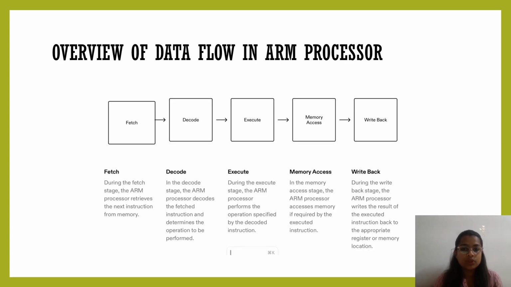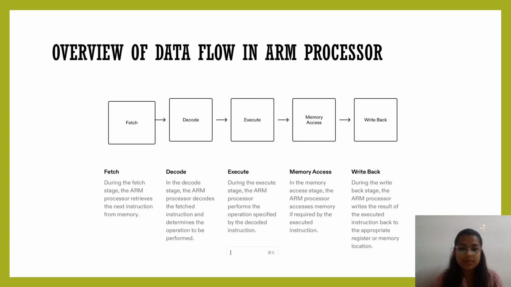Overview of data flow in the ARM processor. During the fetch stage, the ARM processor retrieves the next instruction from memory. Next, decode. In the decode stage, the ARM processor decodes the fetched instruction and determines the operation to be performed. Execute. During the execute stage, the ARM processor performs the operation specified by the decoded instruction.